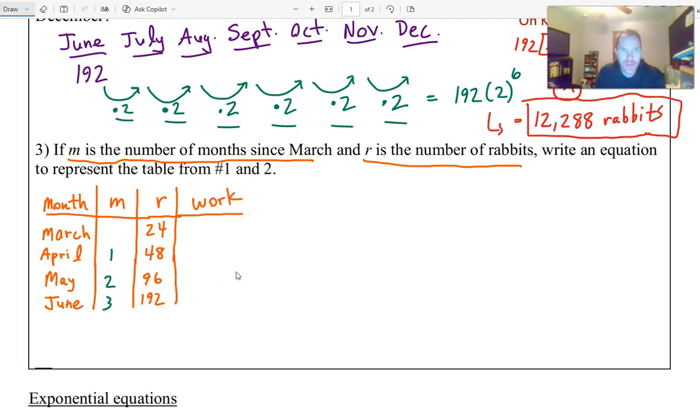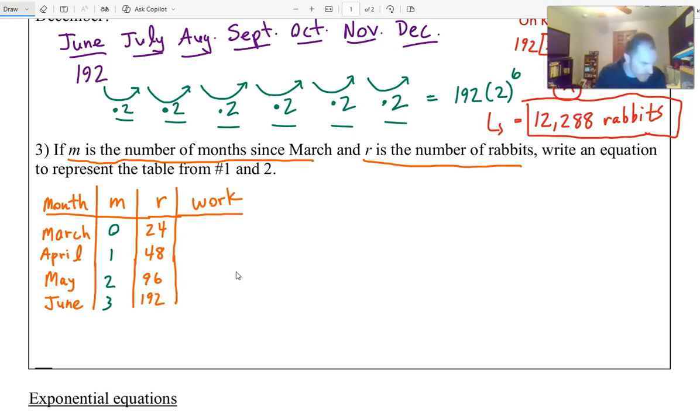So the values for M, the number of months since March. March itself might be a little tricky. But April is 1 month since March. May is 2 months since March. June is 3 months since March. So if you follow this backwards, June, May, April, March, we're going 3, 2, 1. This would be 0. March is 0 months since March. March is 0 months since itself. So we could use 0 as the M value there.